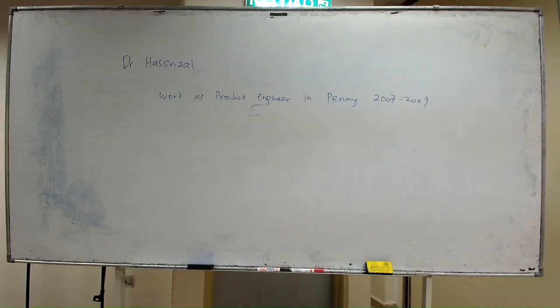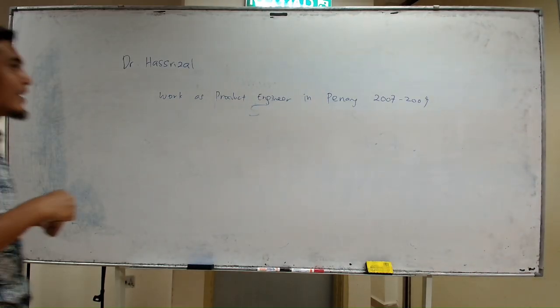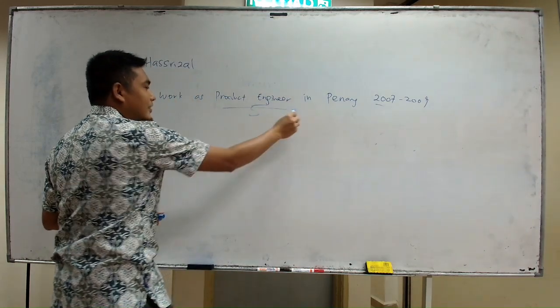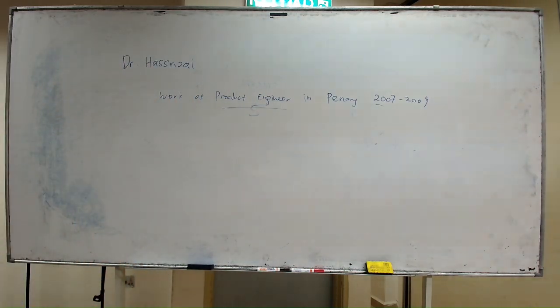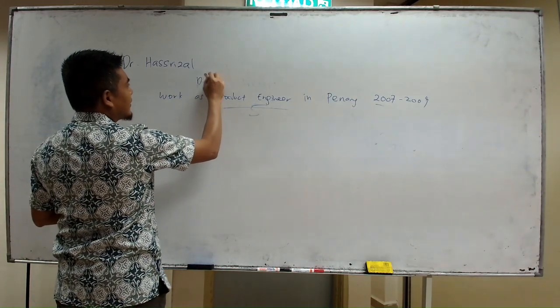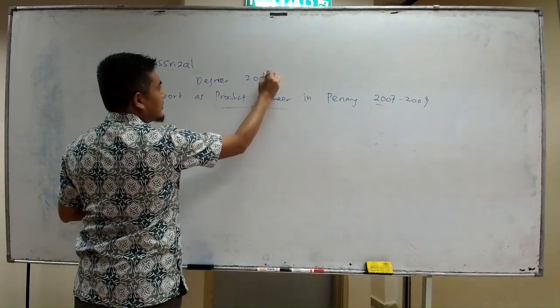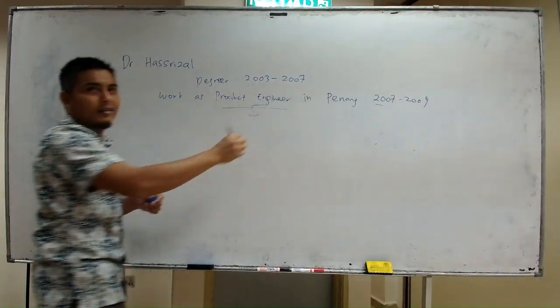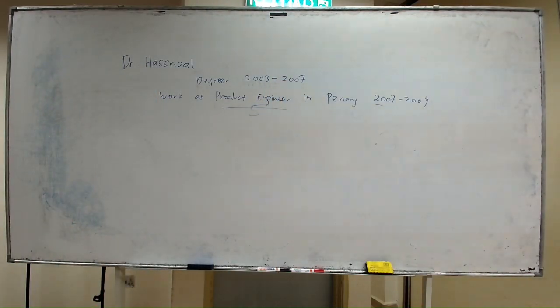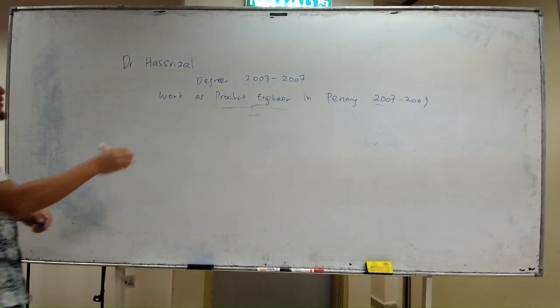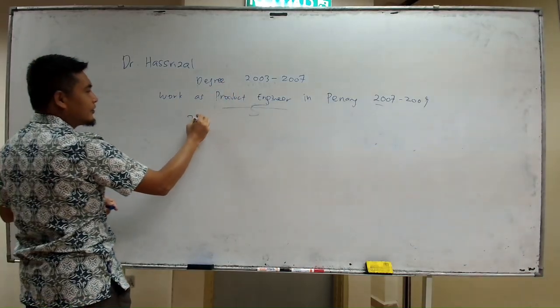How old are you in 2007? Two years, four years, three years. Okay, so during that time I was already working as a product engineer in Penang. And after that, I did my degree from 2003 to 2007. 2003? How old are you? Not born yet.